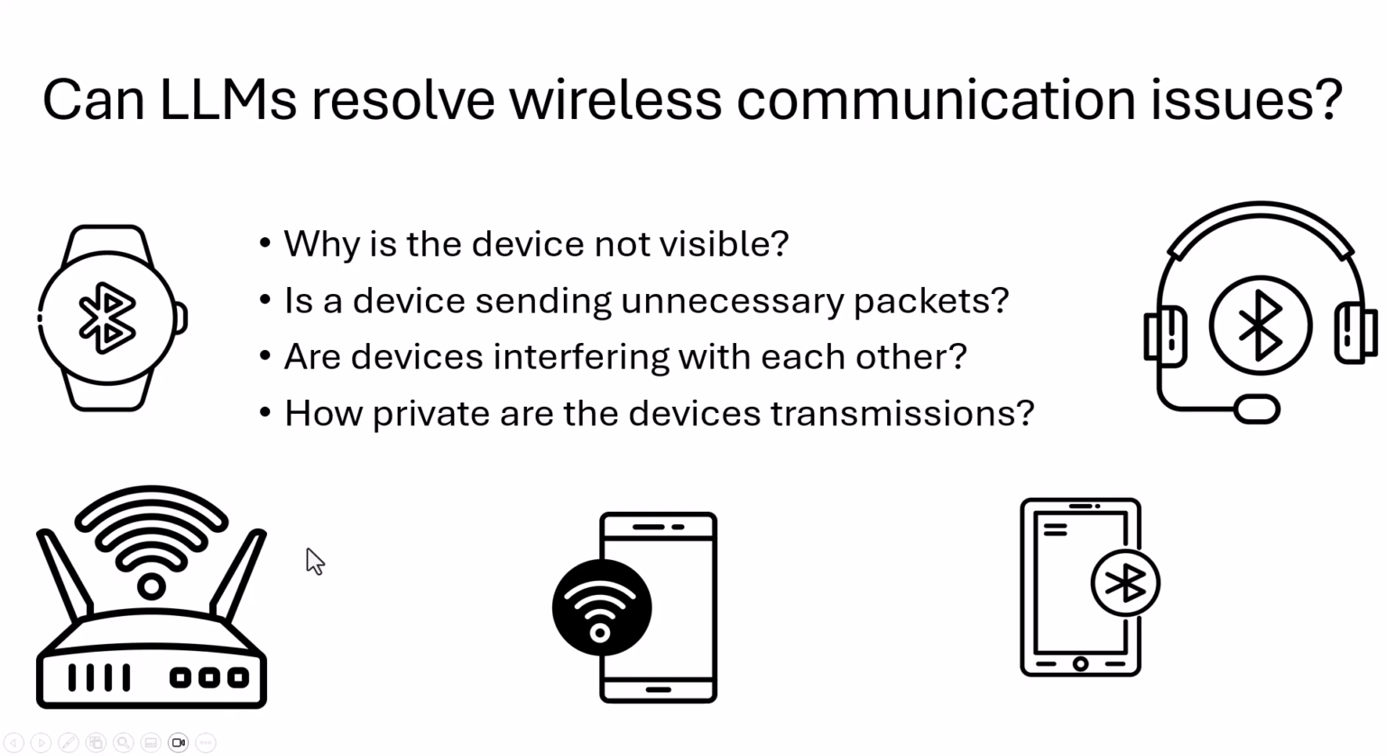Other questions could be, what about devices sending unnecessary packets? Or what about devices interfering with each other? Or could be more focused questions on privacy, like how private are these device transmissions, or how easy is it to fingerprint devices? So, a lot of these questions involve the device itself, but to get an answer rely on understanding the wireless communications going on between them. And large language models have the potential to break down these questions about devices into specific questions of wireless communication and what's happening there.